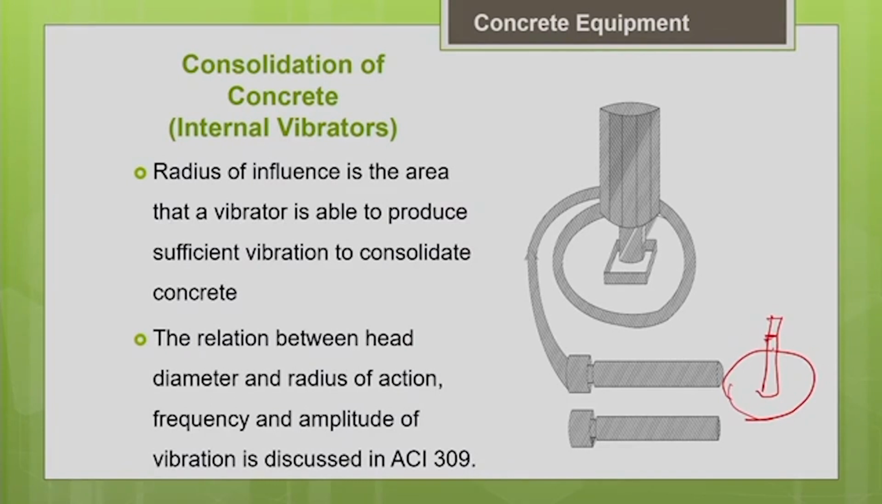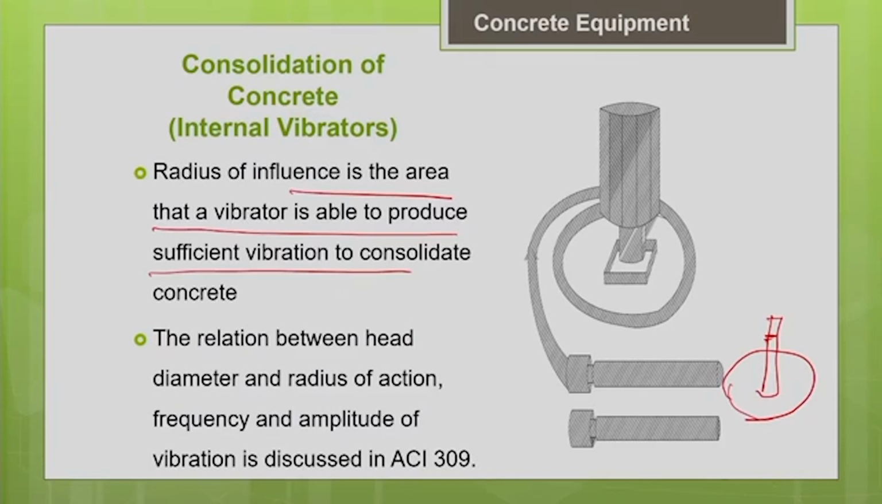It also depends upon the frequency and the amplitude of the vibration. Basically, the radius of influence for a particular vibrating head is the area in which a vibrator is able to produce sufficient vibration. The area over which your vibrations will be effective is called the radius of influence or the radius of action, and it depends upon the diameter of the vibrating head, and also upon the amplitude and the frequency of the vibration.